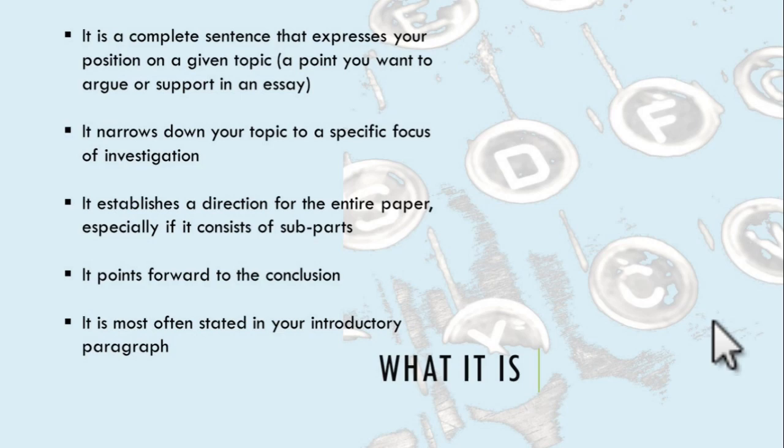Your thesis statement is most often stated in your introductory paragraph, and for this essay it will be at the very end, the last sentence of your introductory paragraph. So you need to make sure that you have at least 4 sentences for your first paragraph. You're going to have a hook, which we're going to discuss. You're going to have 2 background sentences. Then you're going to have your thesis statement. So 4 sentences for your first paragraph.